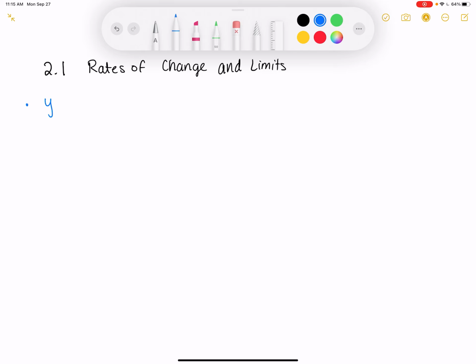Physics. I need special help in physics.